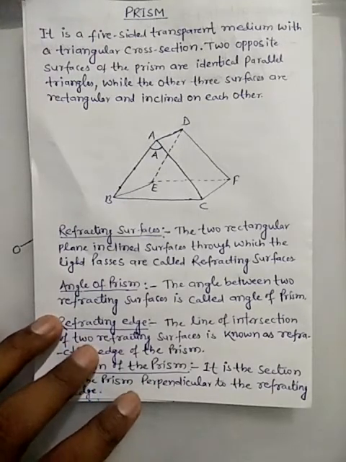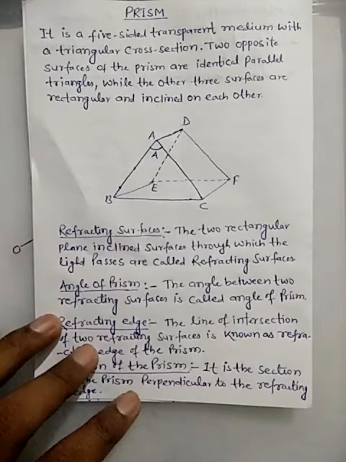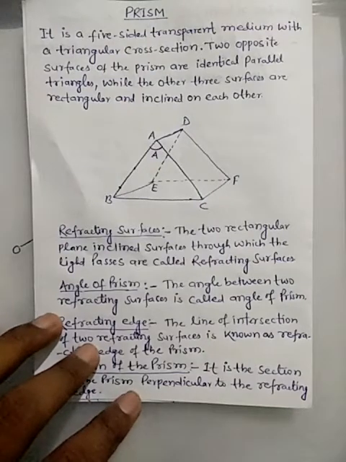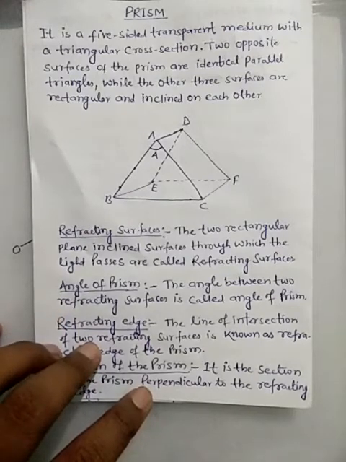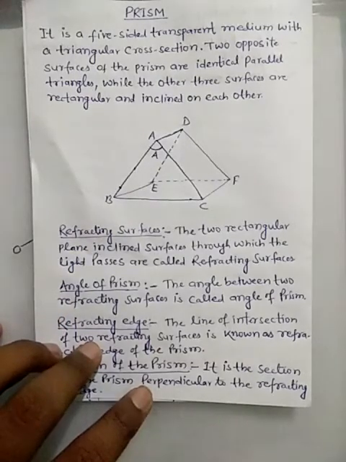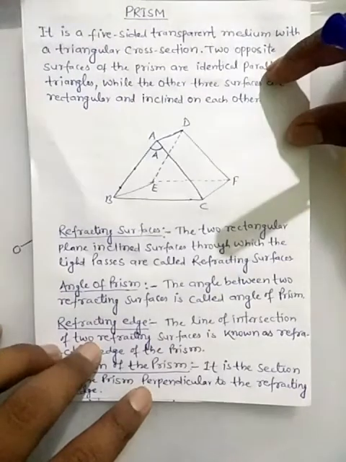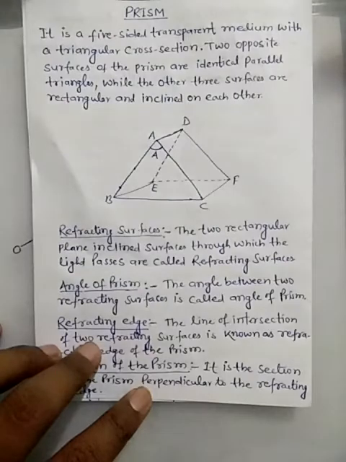In the previous session we discussed the refraction of light rays through a rectangular glass block. In that section we learned about the deviation of light rays from the path of the incident ray to the emerging ray. In today's section we will discuss the prism and refraction of light through a prism.